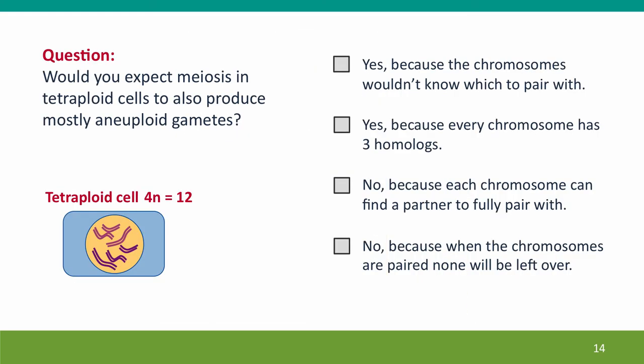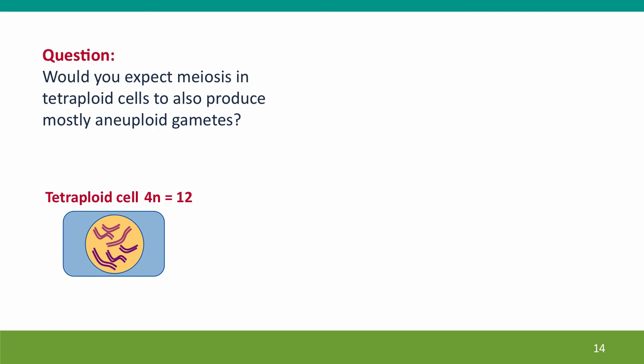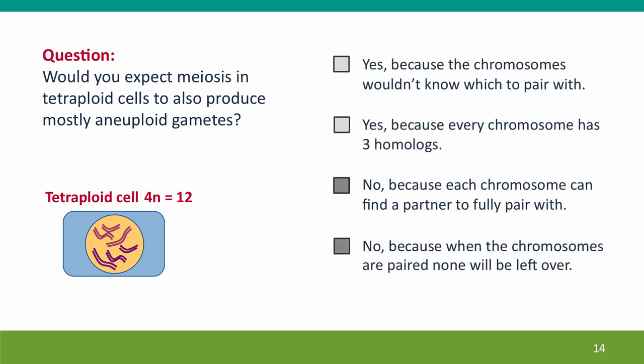Now, here's a question. We talked about the sterility of triploids. Would you expect this also to happen in tetraploids? And the answer is no. Tetraploids typically have normal fertility, and that's because each of their chromosomes, so they've got four, but they are able to form pairs in meiosis.